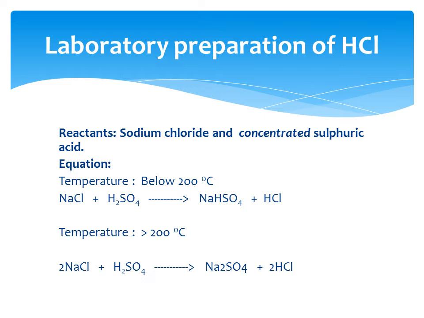Once again, concentrated nitric acid is not used during the preparation of HCl because it is volatile and may volatilize out along with hydrogen chloride. Or we can say concentrated sulfuric acid is a non-volatile acid.